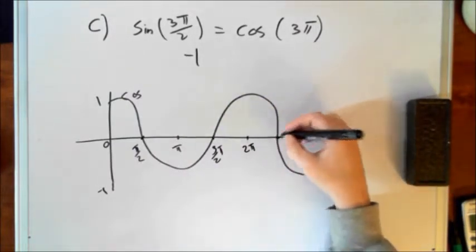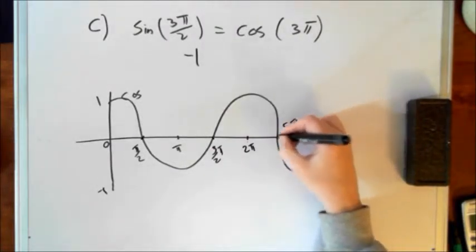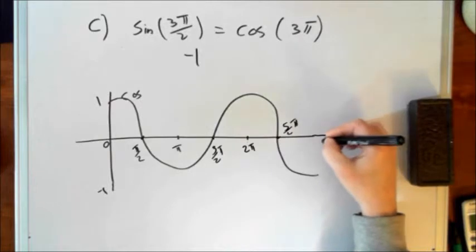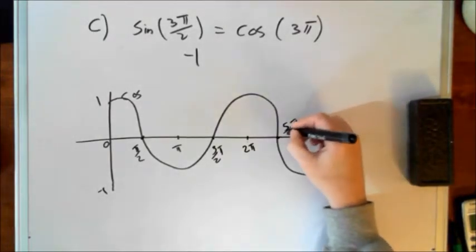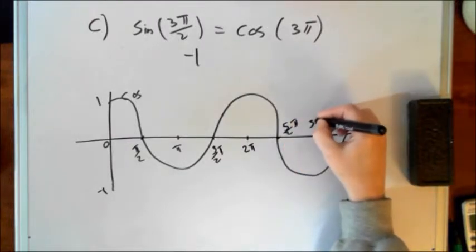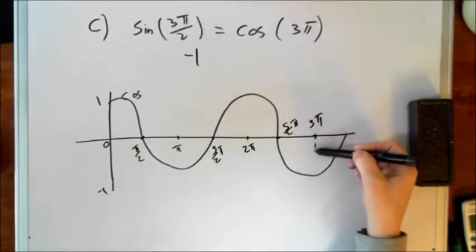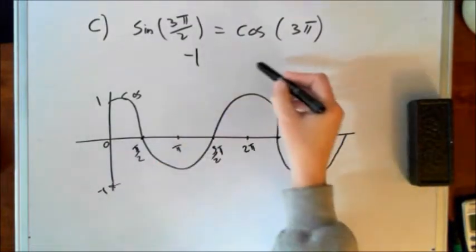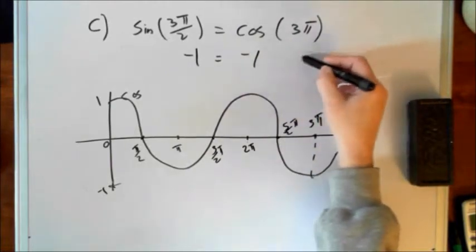2 pi plus another half pi increment is 5/2 pi plus another half pi increment would give us 3 pi. So what is the cosine at 3 pi? It's equal to a -1. So we know that these are equal.